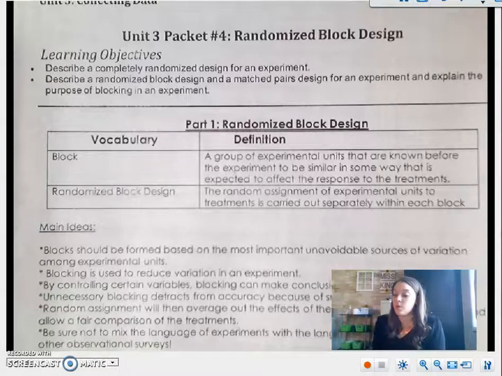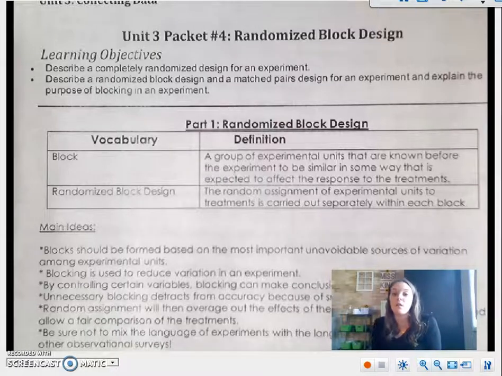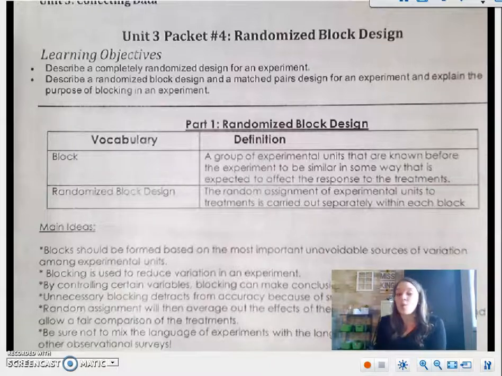Packet 4 of Unit 3 is a continuation of Packet 3 in that we're going to keep talking about experiments and different types of experiments. So for this packet, we have two main learning objectives. Our first learning objective is to describe a completely randomized design for an experiment, and the second learning objective is to describe a randomized block design and a matched pair design for an experiment and explain the purpose of blocking in an experiment. So our primary focus today is going to be blocking and the purpose behind blocking within an experiment.